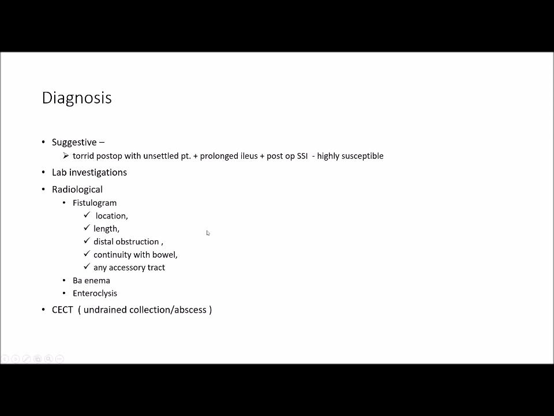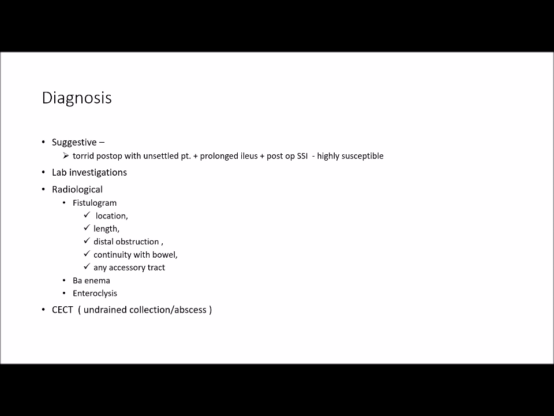One, a radiological delineation of the fistular tract, and number two, trying to identify some other internal pathology, which can be done with the help of CT. You're trying to look for an undrained collection, or undrained abscess, or any interfistulization or communication in between. Fistulogram, why? Because that will tell you the location of the fistula, the multiplicity of the fistula, the length of the fistula. It tells you there is distal obstruction. It tells you the continuity with the bowel, any accessory tract, and that can always be combined with barium.